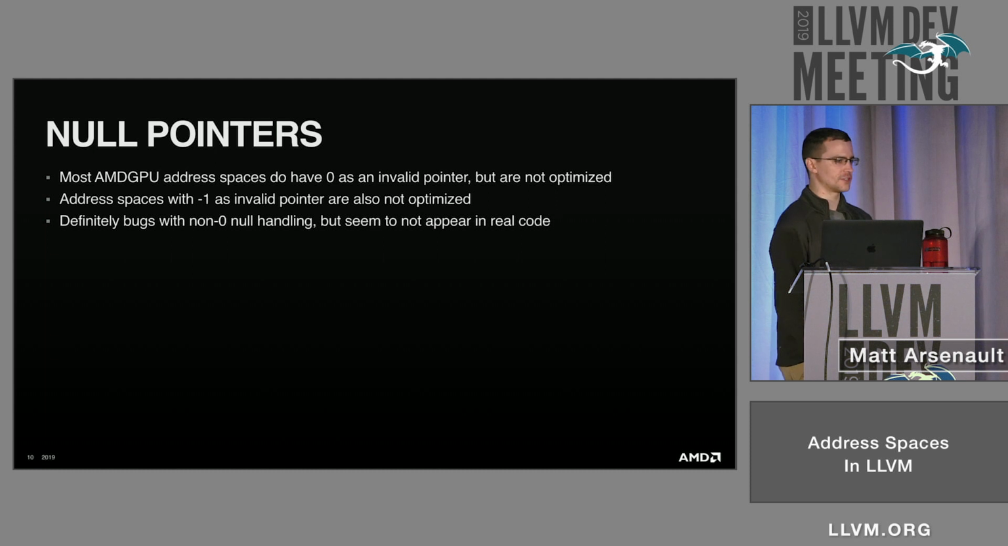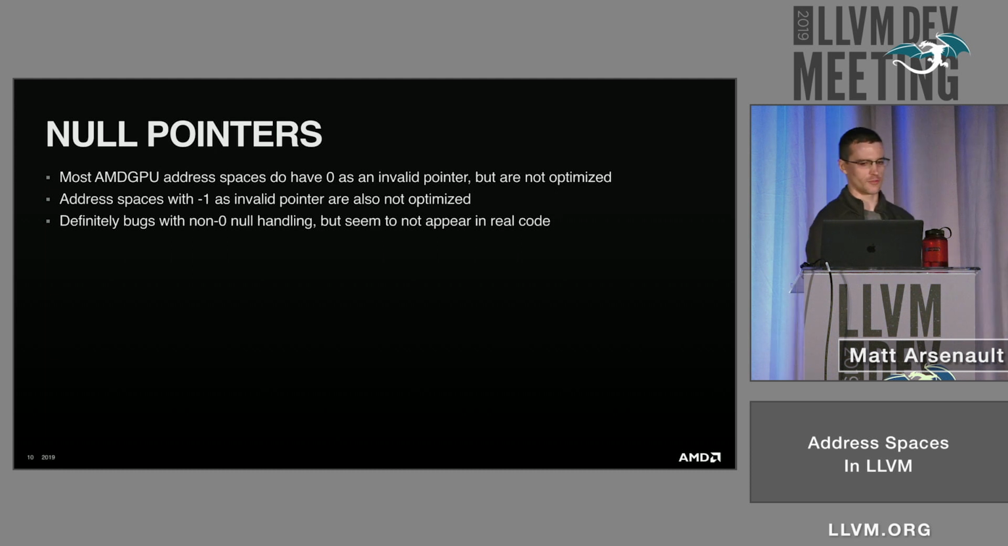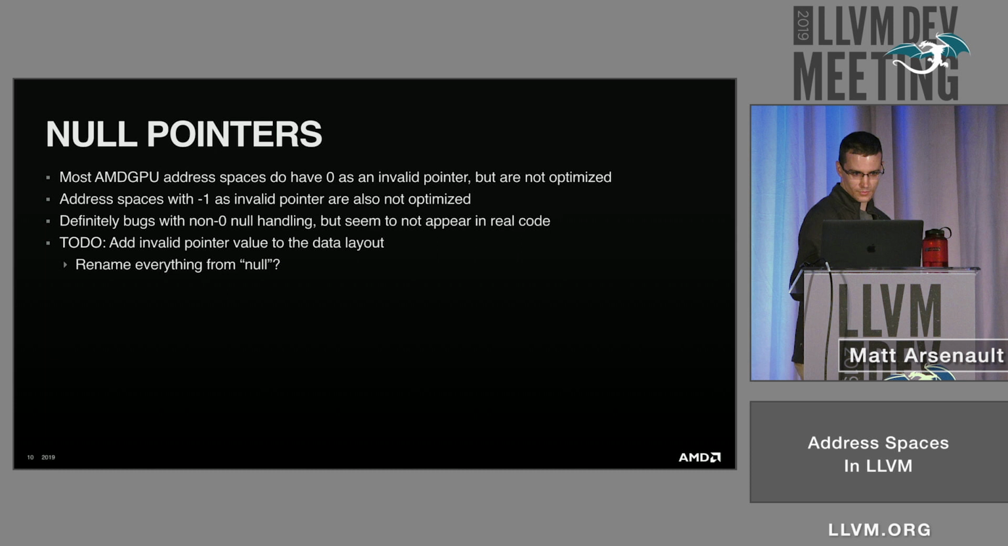There are definitely bugs with this non-zero null handling, but for some reason I don't see these come up in real code. I've never seen a bug report from any of these kind of issues, but there are theoretical problems I worry about. So this is something I would like to look into fixing in the future and add some kind of way of representing what the null pointer values are per address space of the data layout, which may involve renaming everything from null to avoid confusion with it meaning 0.